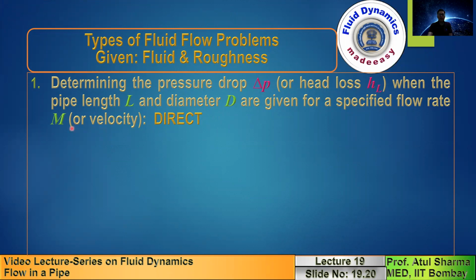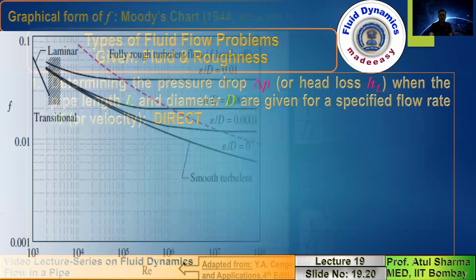It could be mass flow rate or volumetric flow rate, or if the flow rate is not given, you are given the average velocity. So if you are given the average velocity and the diameter, and if you also know the fluid, then you know the density, viscosity, diameter, and velocity, so you can calculate the Reynolds number. Once you know the Reynolds number, you are given the roughness, epsilon, you take the ratio epsilon by D. So once you know the Reynolds number and epsilon by D, you can use the Moody's chart as shown in the previous slide.